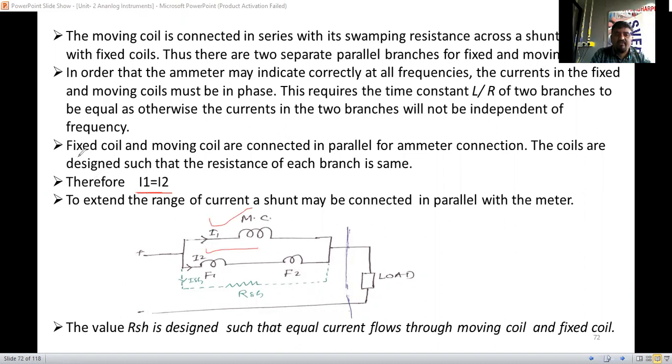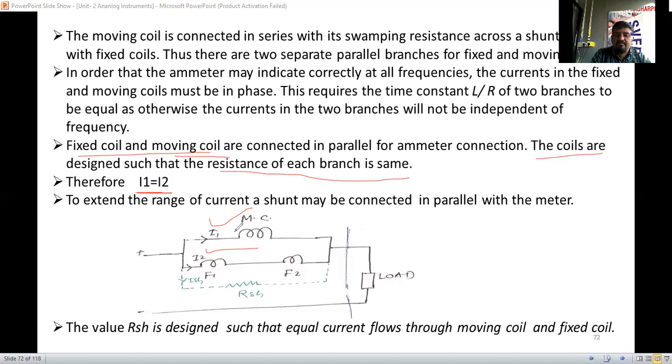The fixed coil and moving coil are connected in parallel for the ammeter connection. But the coils are designed such that the resistance of each branch is the same. Then the current will also be the same here.